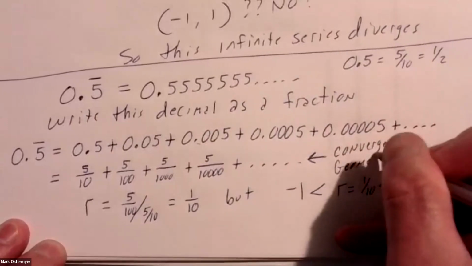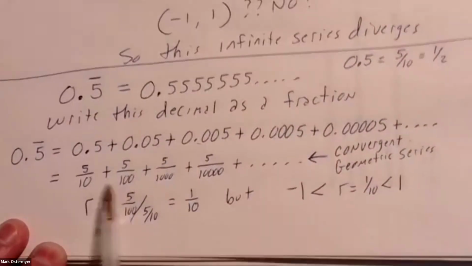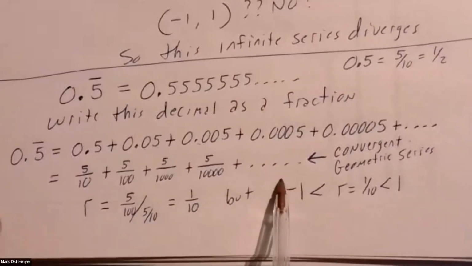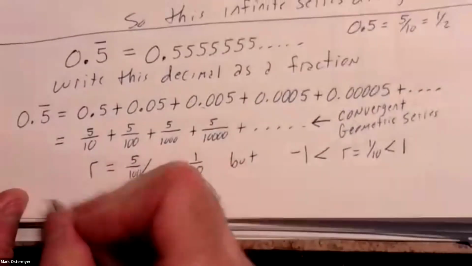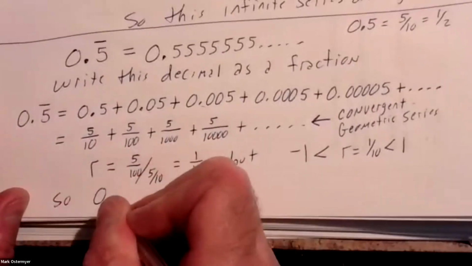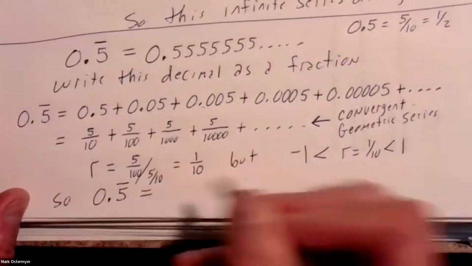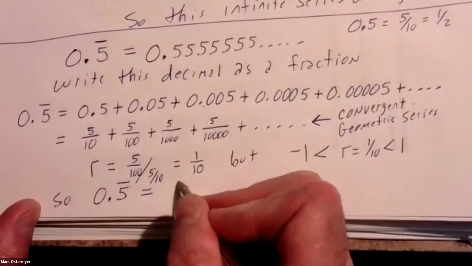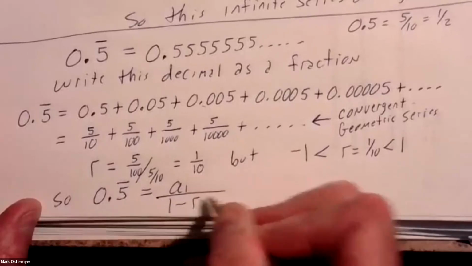geometric series. And since we're adding together an infinite number of terms to evaluate the sum of this infinite geometric series, we use the infinite sum formula. So 0.555555 that repeats forever is really equal to the first term of this series divided by 1 minus the common ratio.